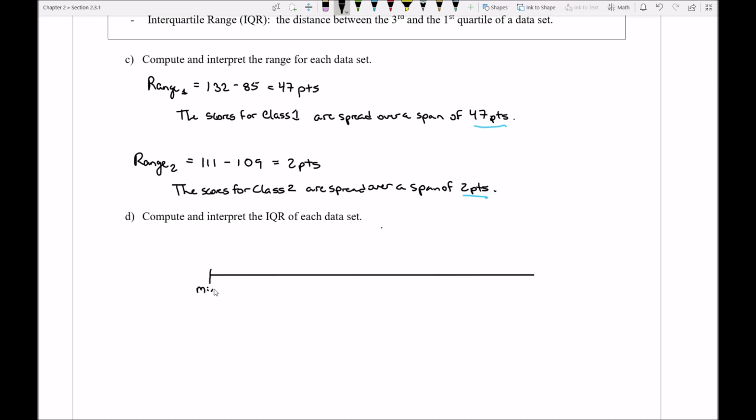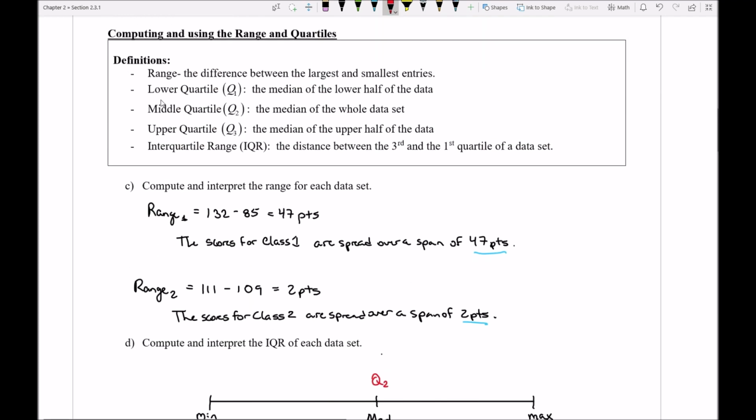On the very left side, I could put down the smallest score. On the right side, I could put down the largest score. So I'll call those my min and my max scores. Now we know that the median score is going to be right here smack dab in the middle. And that right there is actually what is going to be referred to as Q number 2. You can see up above that the middle quartile of a data set, what we call Q2, is just the median of the whole data set.